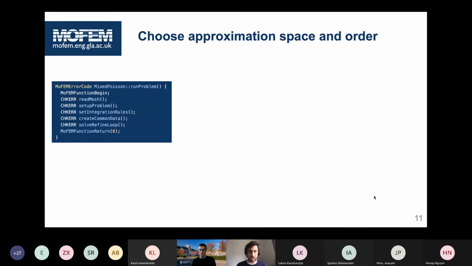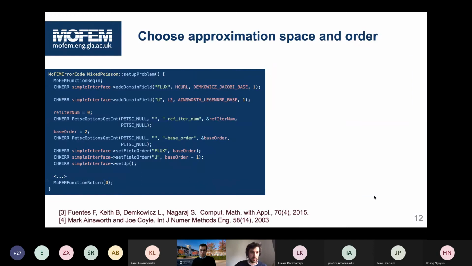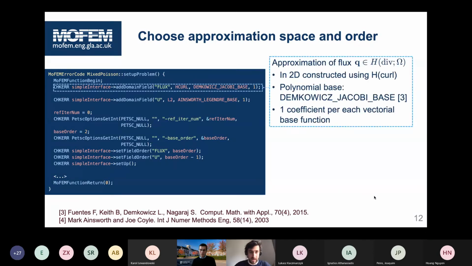I will only try to give more details about the specific issues for these type of problems. So, for example, there are some specific issues in the setup of the problem. Here, we would add two fields for the fluxes and for the field U. And for the field fluxes, we choose the space H curl.